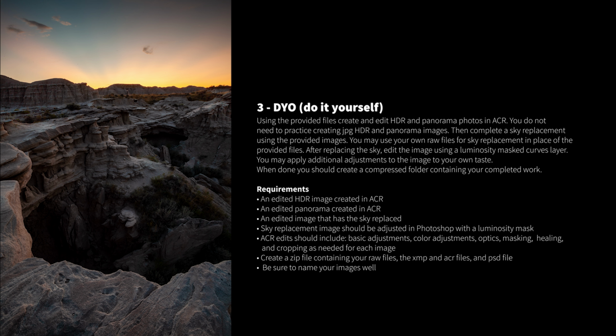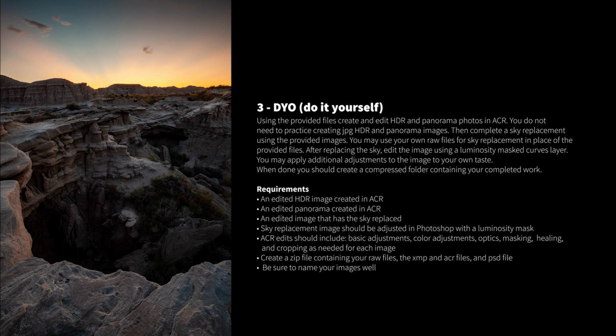All right, for this do-it-yourself, you should practice creating HDR and panorama photos in Adobe Camera Raw. You don't really need to do it in Photoshop because the JPEG one honestly just doesn't come up that often. And then you should create a similar sky replacement using the provided files as well. So for requirements, create your edited HDR, create your edited panorama, do a sky replacement that then is also edited in Photoshop using that luminosity mask trick.